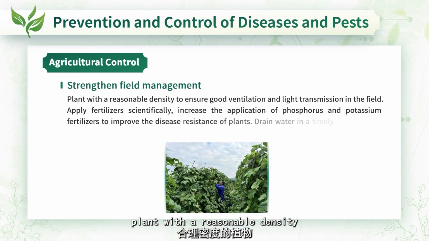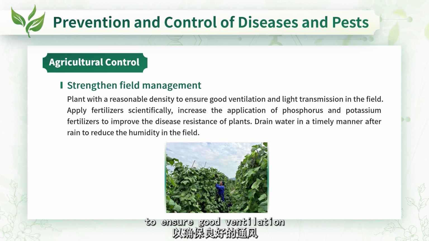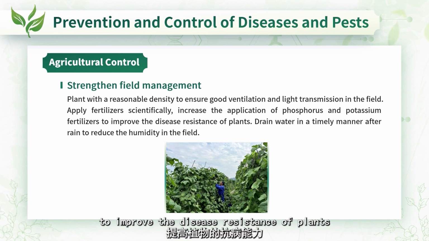Plant with a reasonable density to ensure good ventilation and light transmission in the field. Apply fertilizers scientifically. Increase the application of phosphorus and potassium fertilizers to improve the disease resistance of plants. Drain water in a timely manner after rain to reduce the humidity in the field.